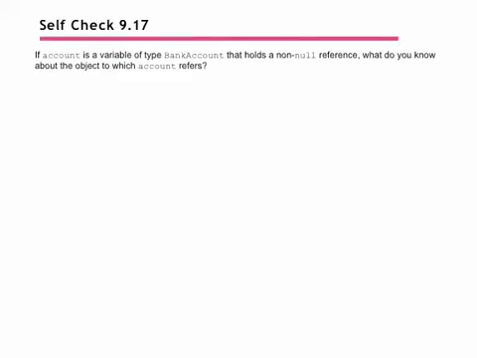If account is a variable of type BankAccount that holds a non-null reference, what do you know about the object to which account refers? Well, we know that the object to which account refers has access to all of the public interface inside a BankAccount. So it's got access to the deposit, the withdrawal, the getBalance. Do we know anything else about it? Not really, unless we know what type of object it is. So it belongs to the BankAccount class or one of its subclasses.